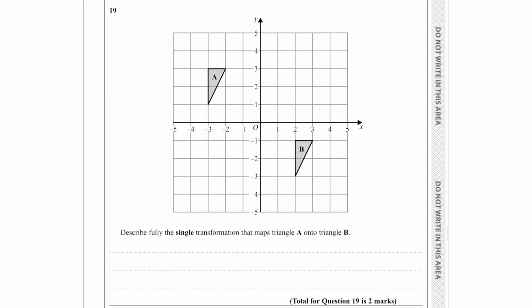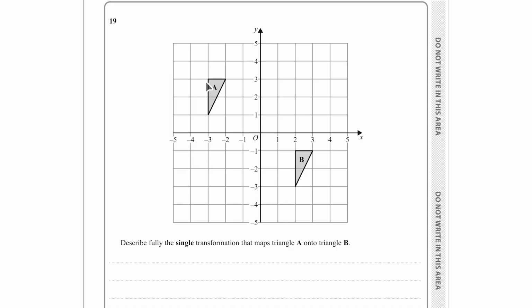Question 19. Looks like we've got a nice transformation one here. So study your graph first. You've got shape A here and we've got shape B here. And they want us to describe fully the single transformation that maps triangle A to triangle B. Maps just means moves. So transformation, there's 3 types of transformation. There's 4 actually, I think.